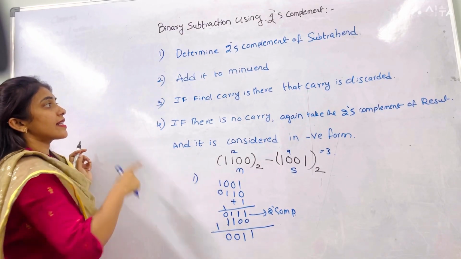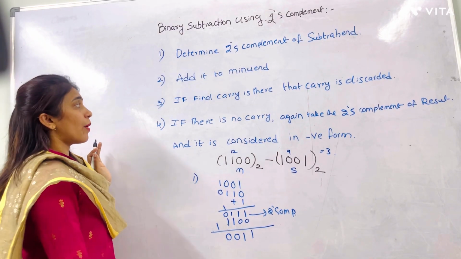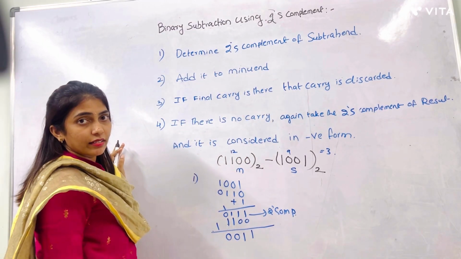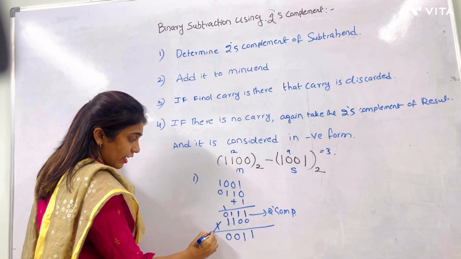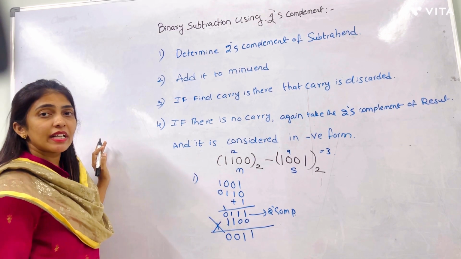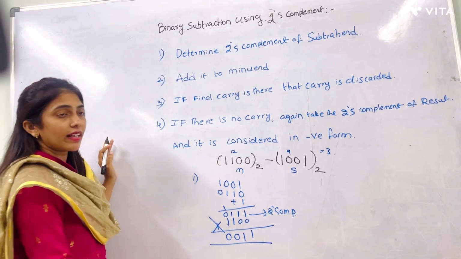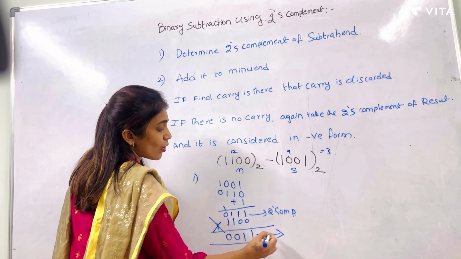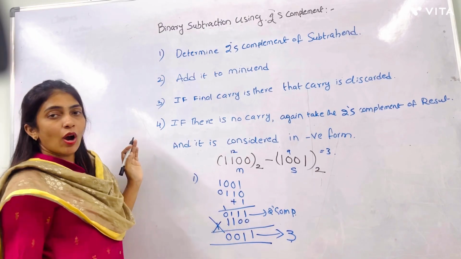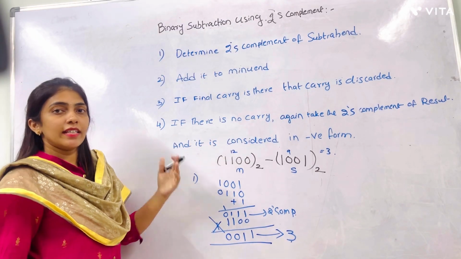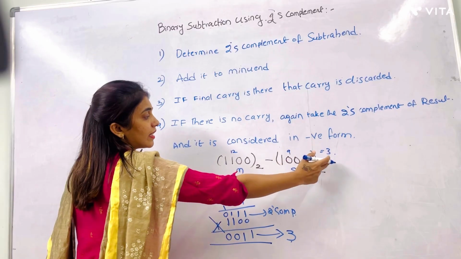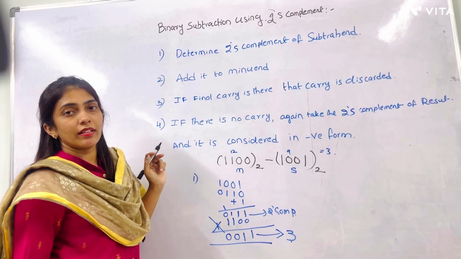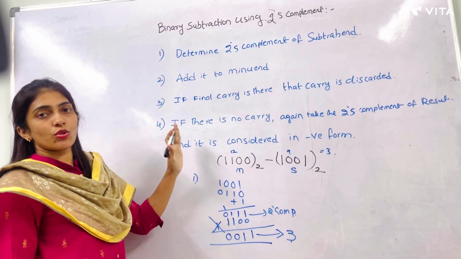Now second step completed. Then go for third point. If you get final carry, then that carry is discarded. Simply in 2's complement, if you get final carry, that carry will be discarded and the result should be the answer, right? So 0, 0, 1, 1 is now our answer. 0, 0, 1, 1 is 3. Now is it matching with the decimal subtraction? Yes. 12 minus 9, 3. So here 1100 minus 1001, answer is 0011. So this is the binary subtraction using 2's complement method.